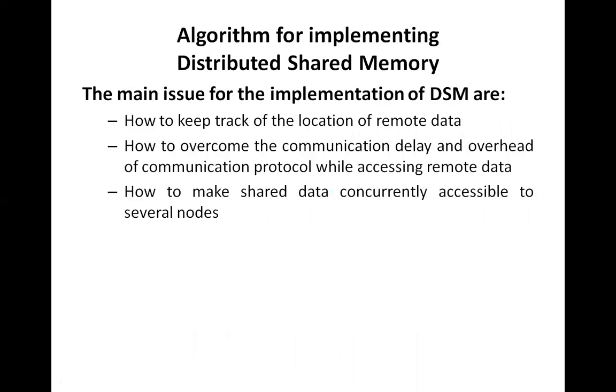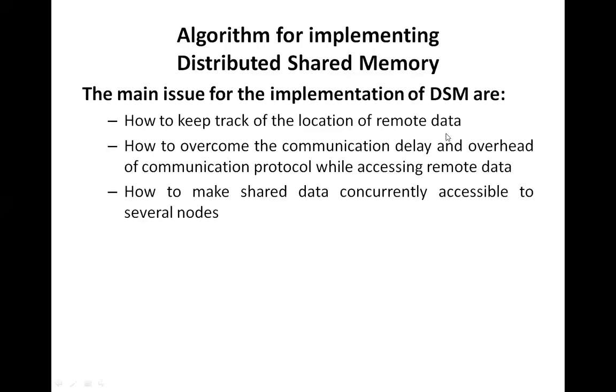So we have certain algorithms which can be used for implementing the distributed shared memory system. We have four algorithms: the central server algorithm, the migration algorithm, the read replication algorithm, and the full replication algorithm. But before going to discuss these four algorithms, we have to take care of the central issues which are important for the implementation of the distributed shared memory system. The first is how to keep track of the location of the remote data.